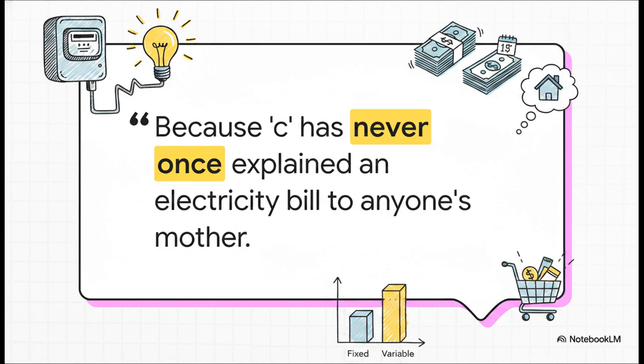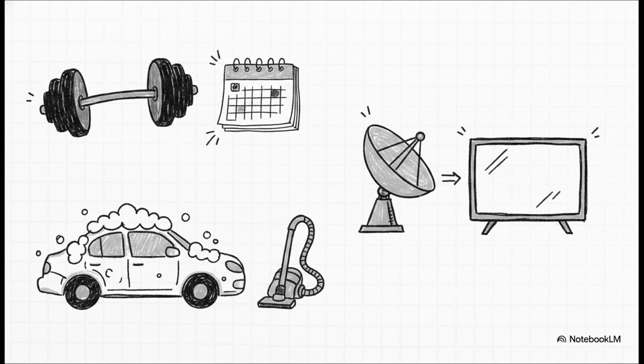Wait a second, isn't that just the y equals mx plus c formula from high school? You'd be perfectly correct. The m is your rate and the c is your fixed cost. But as our source material humorously points out, everyday financial literacy refuses to use those textbook letters because C has literally never once explained an electricity bill to anyone's mother. Letters on a chalkboard just don't help people understand their real-world expenses. But recognizing a fixed cost absolutely does.